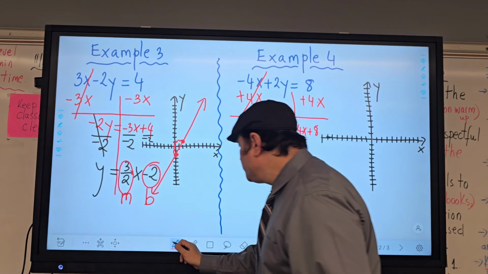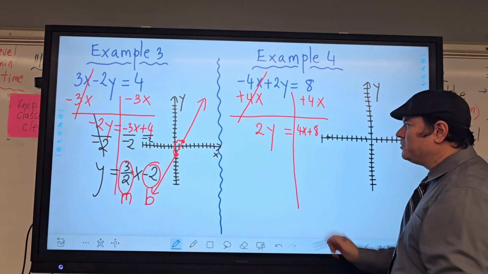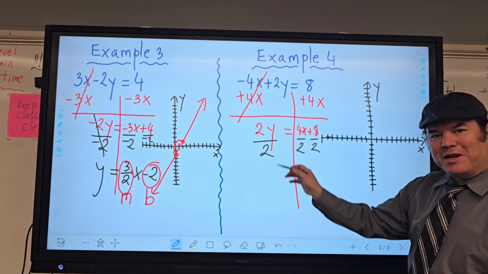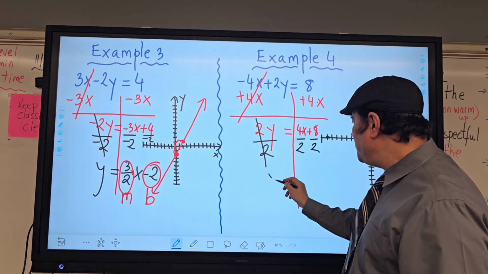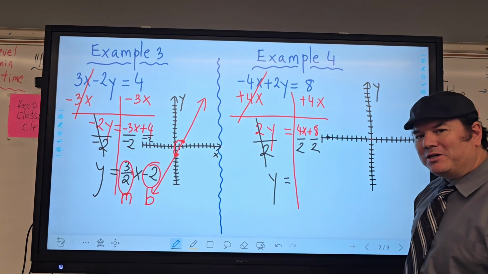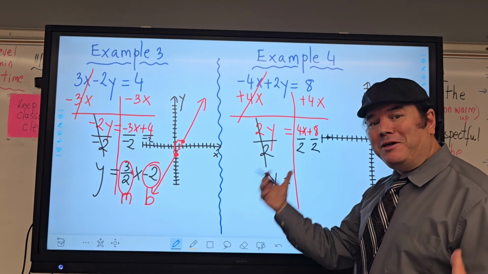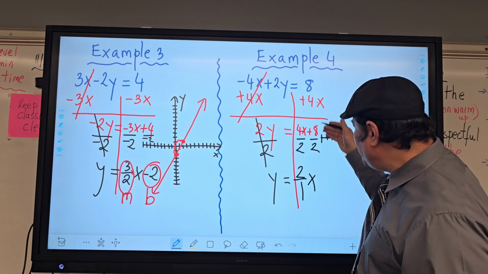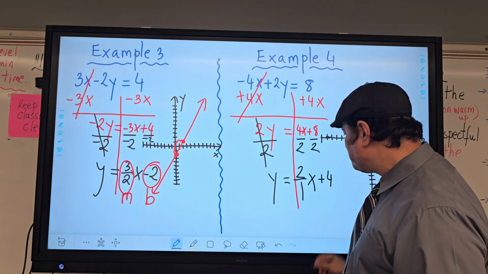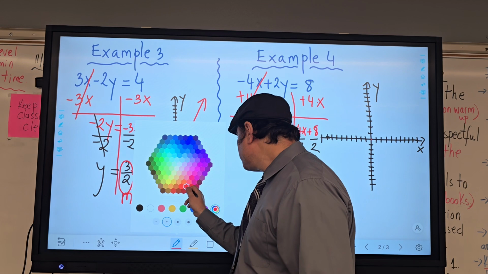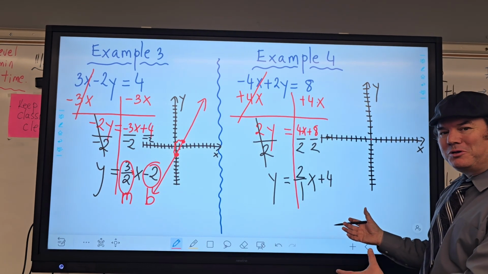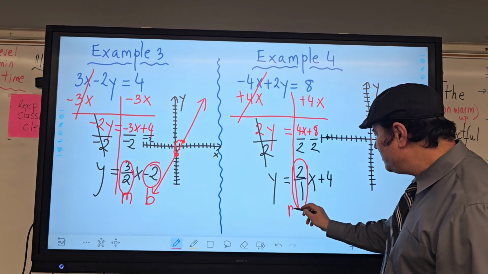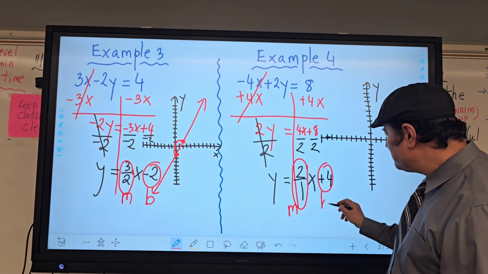Okay? And finally, we're going to divide both sides by 2. So we can get the y by itself. 2 divided by 2 becomes 1y equals 4 divided by 2 becomes 2. But remember, we need to have a fraction, so we're going to have 2 over 1x, and 8 divided by 2 is 4, plus 4. Now we have the equation into the y form, so we need to label the m. 2 over 1 is our m, and positive 4 is our b.